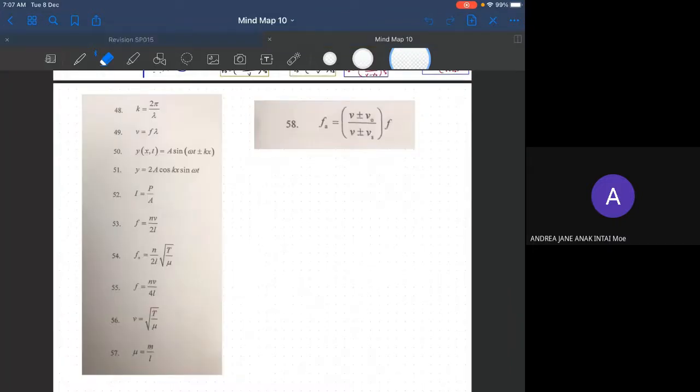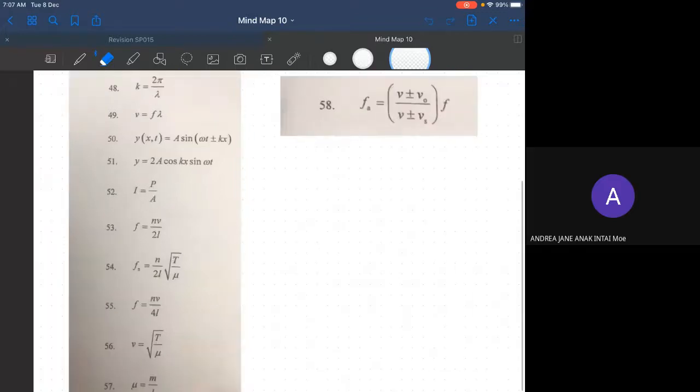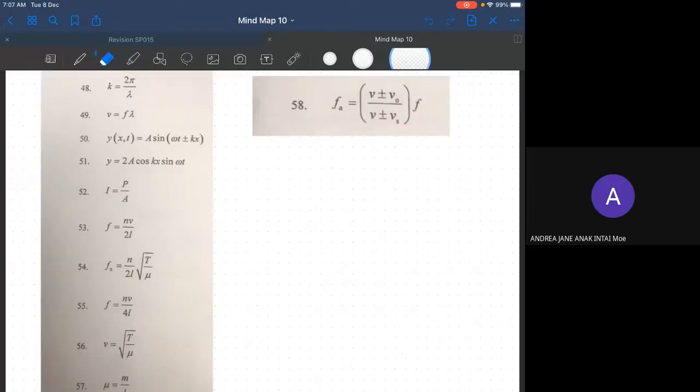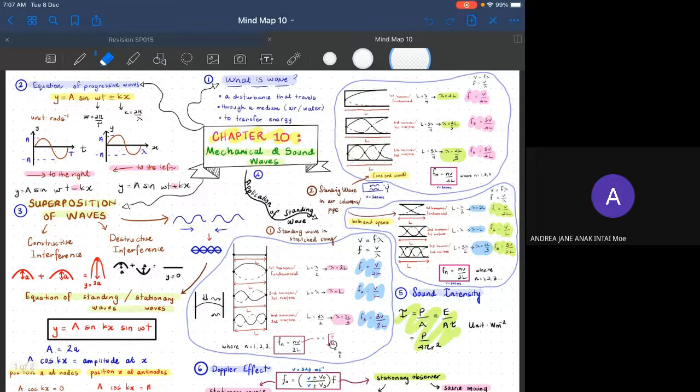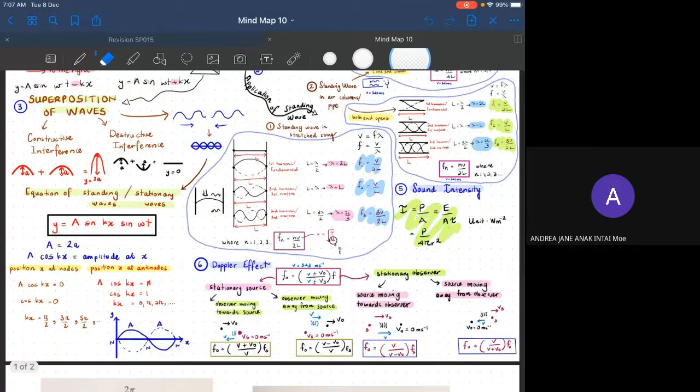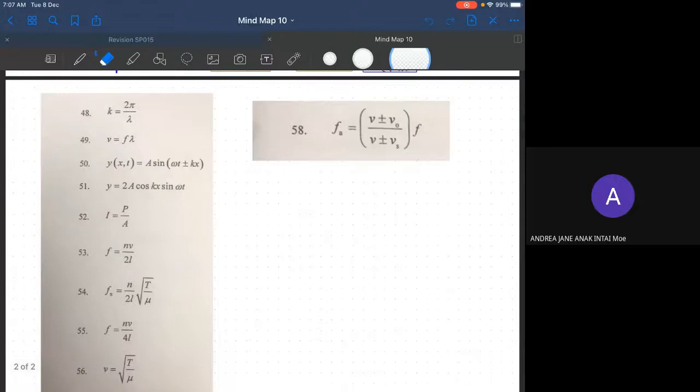Okay, so untuk chapter 10, our topic is actually mechanical and sound waves. Kalau kamu ingat, kita belajar pasal wave, macam mana wave dihasilkan. And then kamu belajar pasal standing wave kan? Standing wave tu maksudnya apabila dua wave bertemu. Okay, tak apalah, kita tengok dekat list of formula lah. We are going to learn how to use the formula, bukan nak belajar balik.